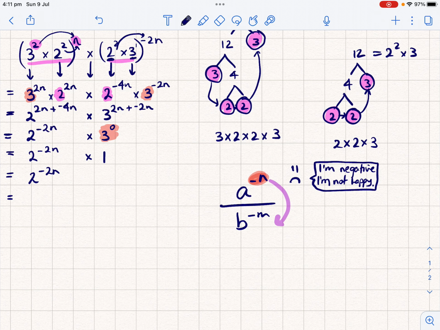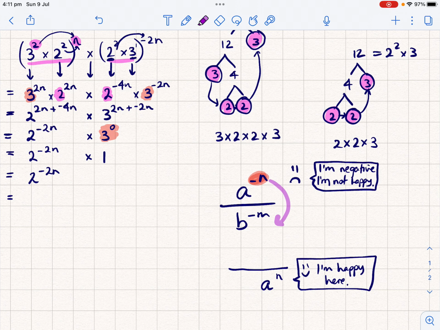So a to the power of negative n is going to move to the bottom line and become a to the power of positive n. Obviously, we don't need to write the positive sign, so it's just a to the power of n. And now this is a happy index law. I'm happy here.